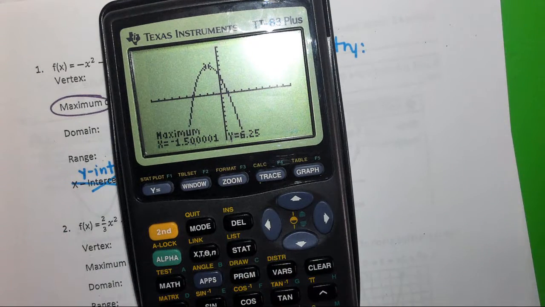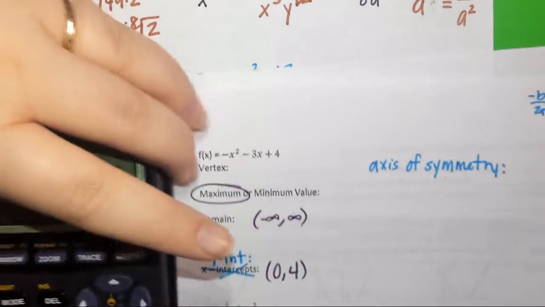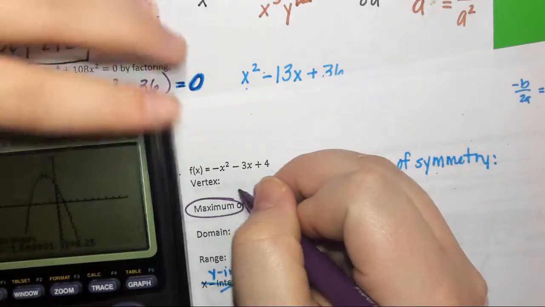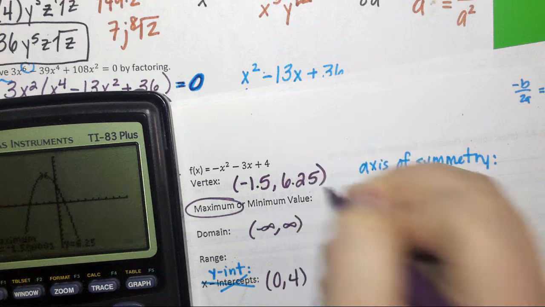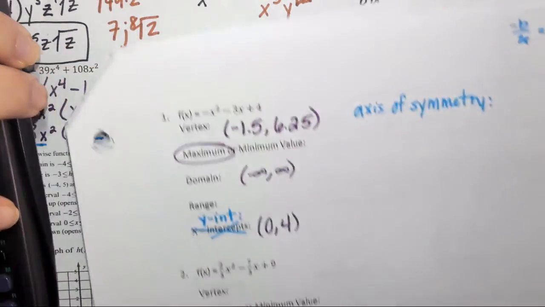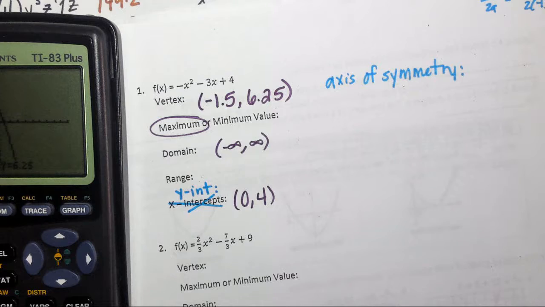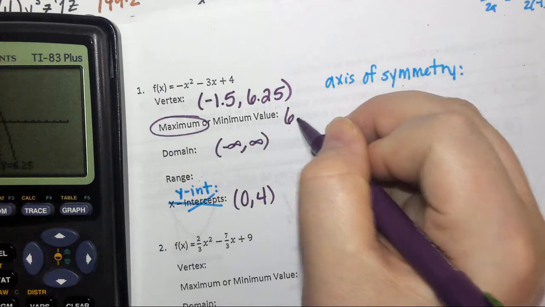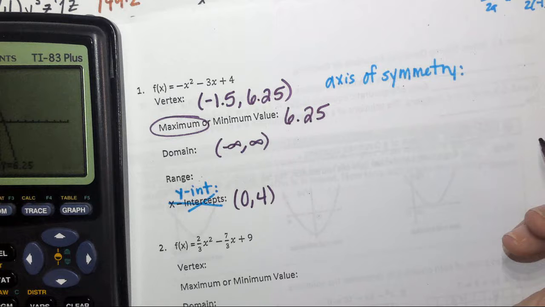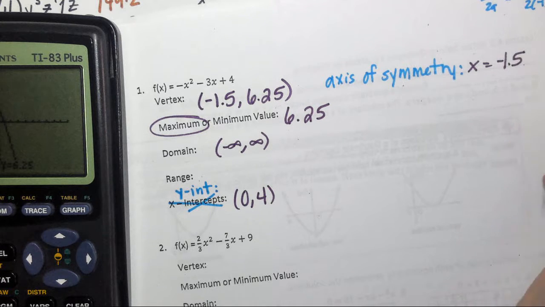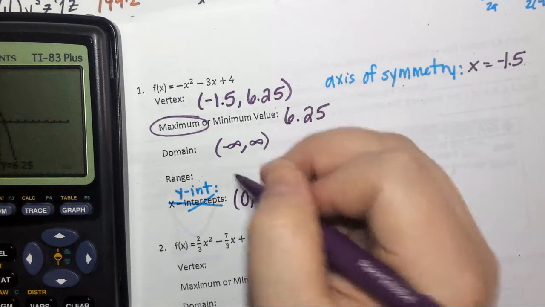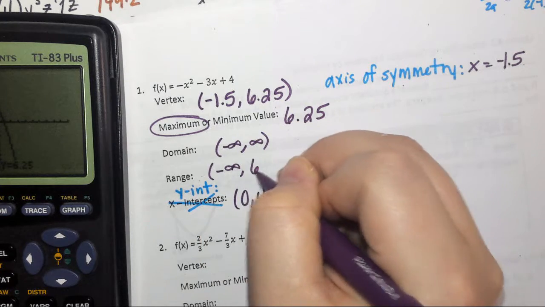So our max is at negative 1.5, 6.25. So going back to our list, we just figured out that vertex is negative 1.5, 6.25. Where's my list? Why is it not on the screen? We know it's a max. It's a max at 6.25. We know that axis of symmetry is x equals negative 1.5. And then the last but not least, we know the range is from negative infinity until 6.25.